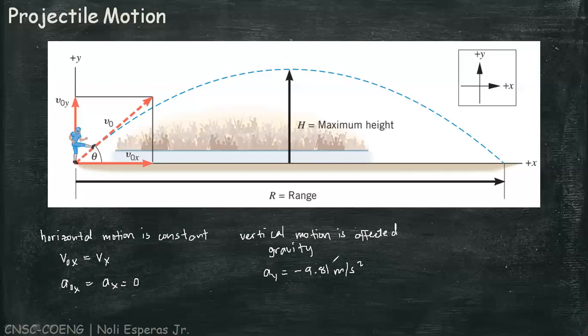So if the path or trajectory of the projectile is near the Earth's surface, the y component acceleration has a magnitude of 9.81 meters per second squared. Okay, as I said, or 32.2 feet per second squared for the English system. Also we have to take note of this.